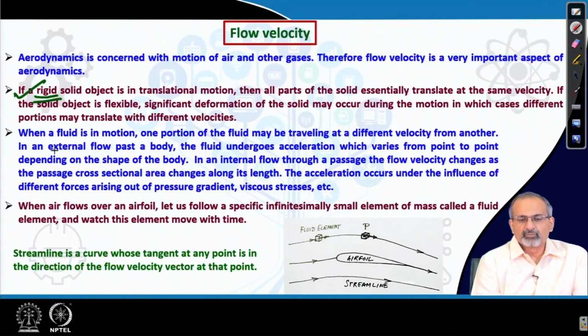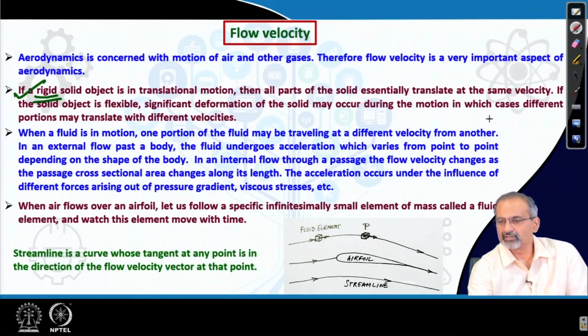So, when a fluid is in motion, one portion of the fluid may be traveling at a different velocity from another. It is a very routine matter. In an external flow past a body, the fluid undergoes acceleration which varies from point to point depending on the shape of the body over which it is taking place. In an internal flow, on the other hand, which happens through a passage, the flow velocity changes as the passage cross sectional area changes along its length.